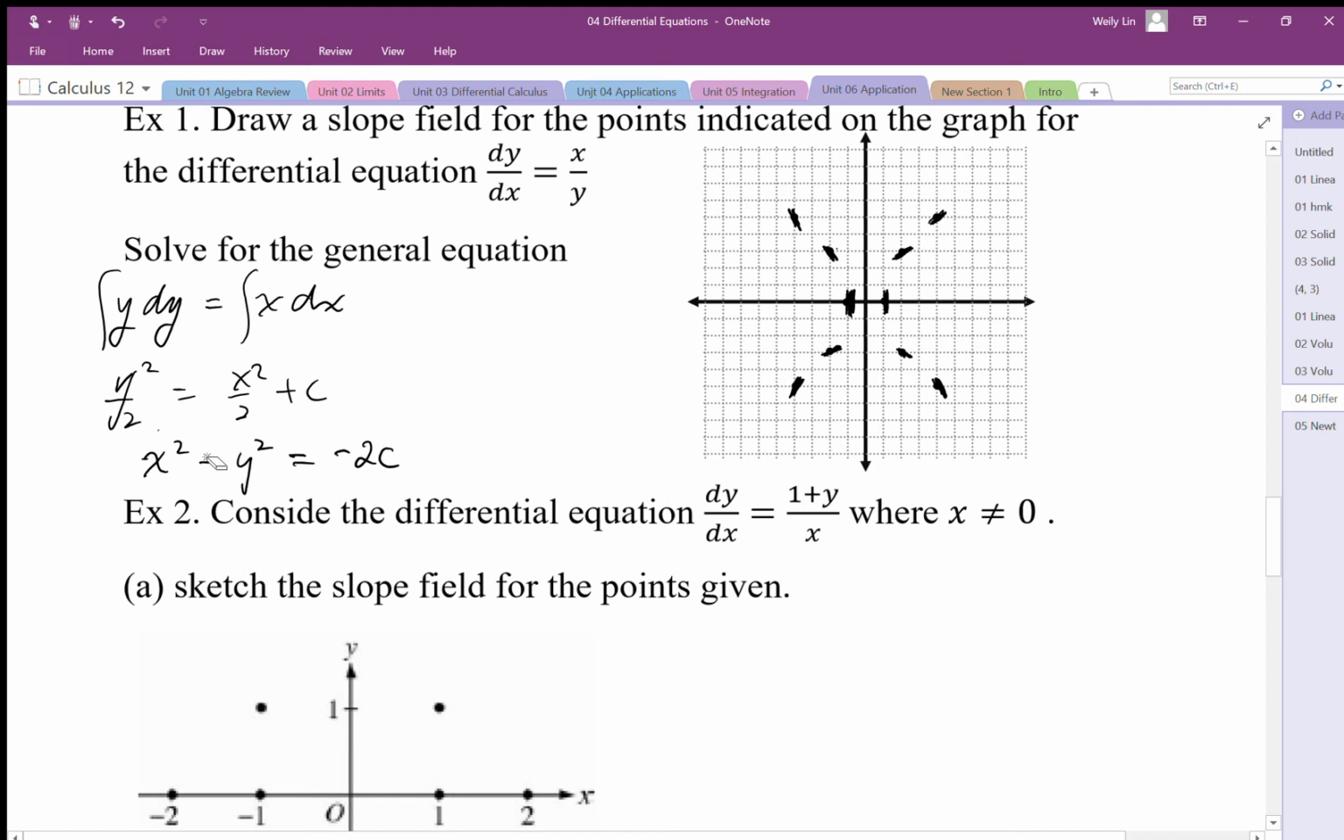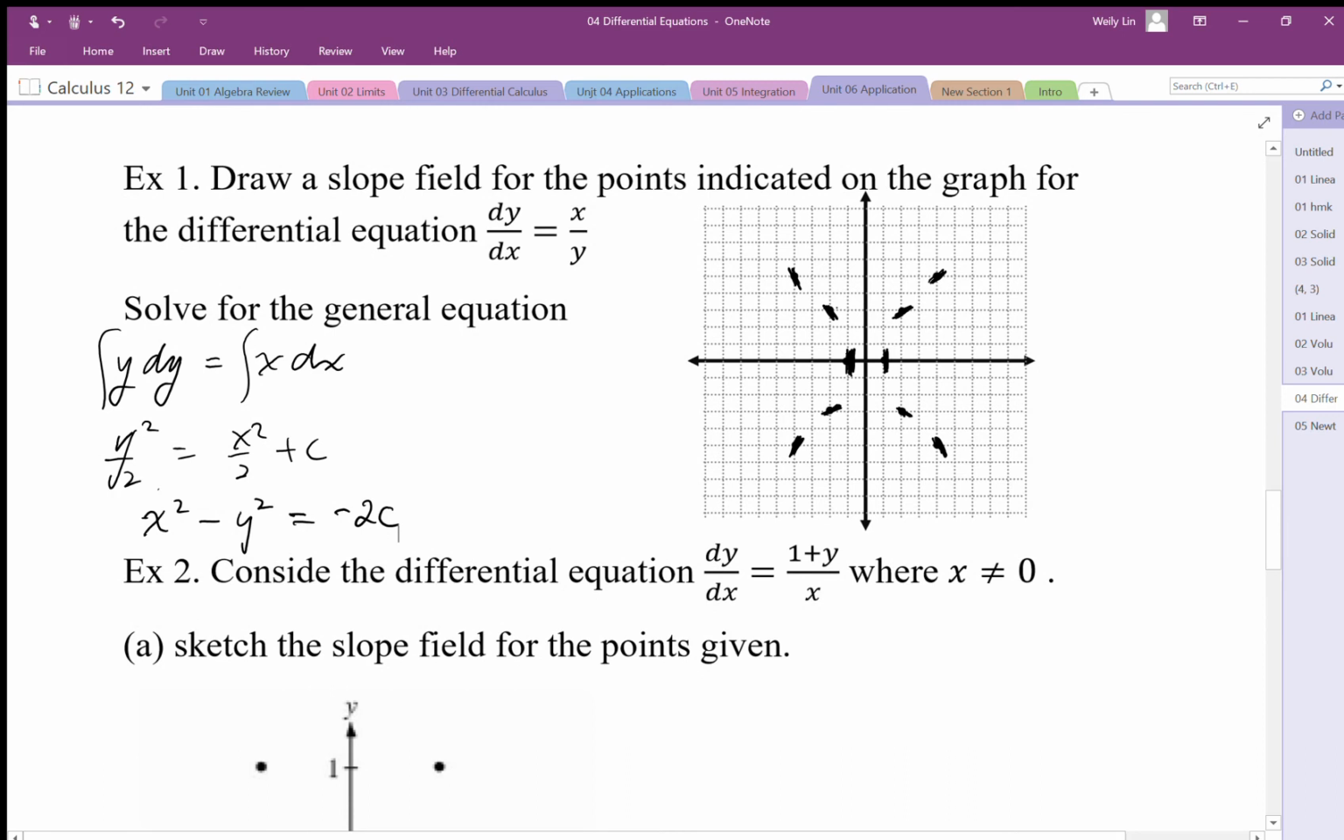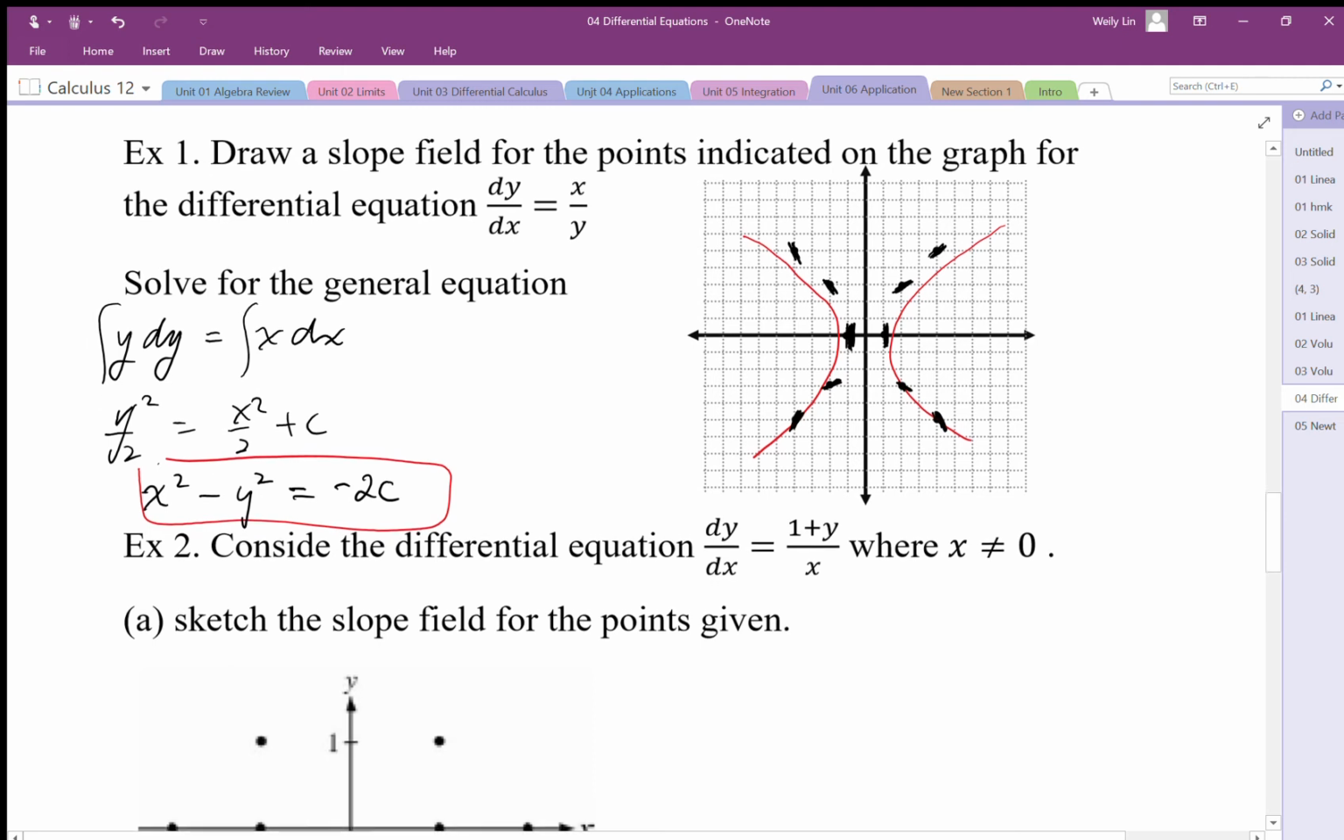So basically when I solve this differential equation, this is an equation of a hyperbola. Depending on the c, it could be transverse x or transverse y. If c is positive, it's transverse y. If c is negative, it's transverse x. So you can see that this is a hyperbola. This slope field is indicating that it could be a hyperbola.